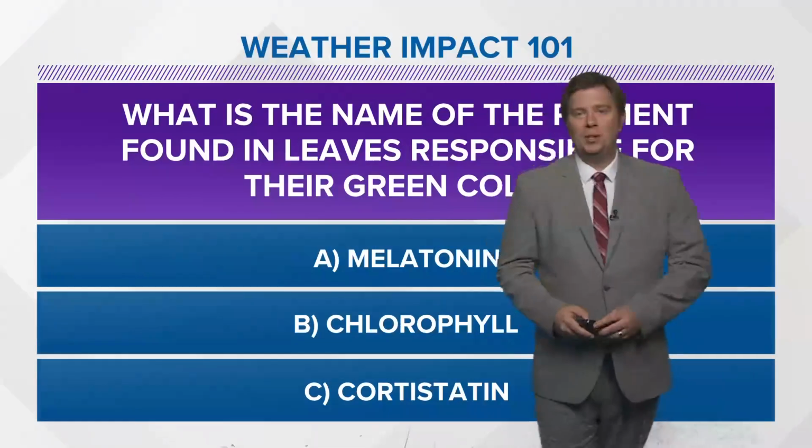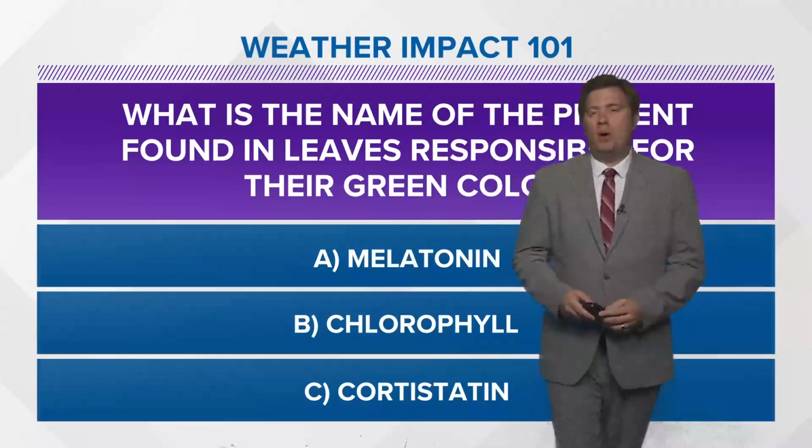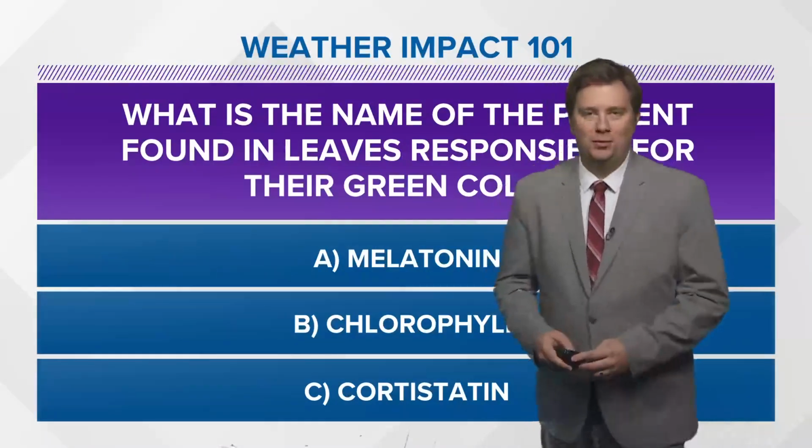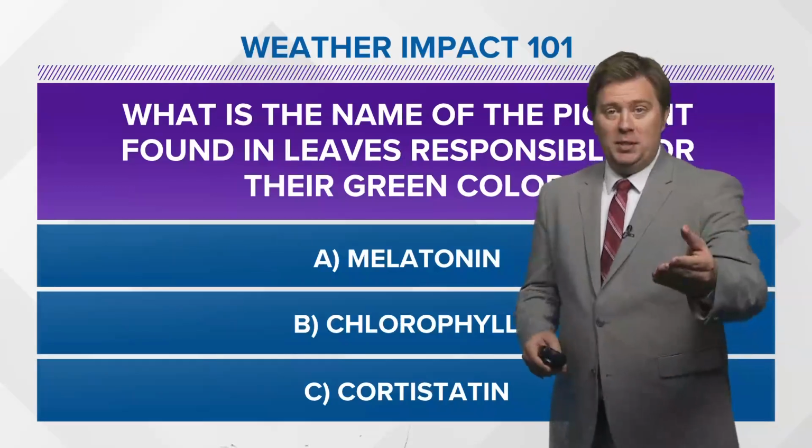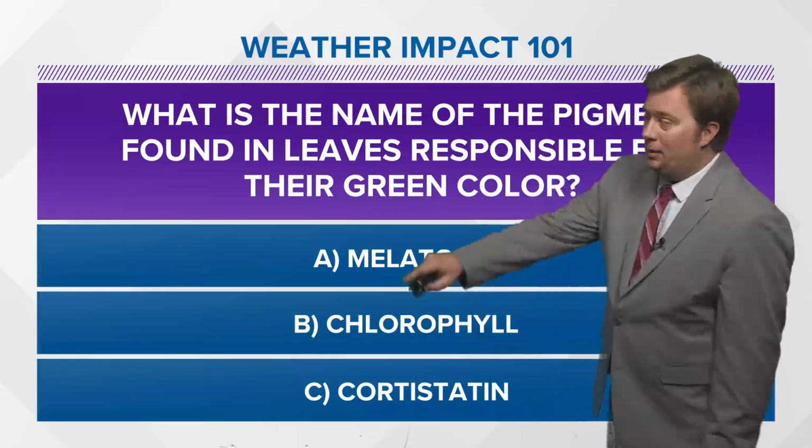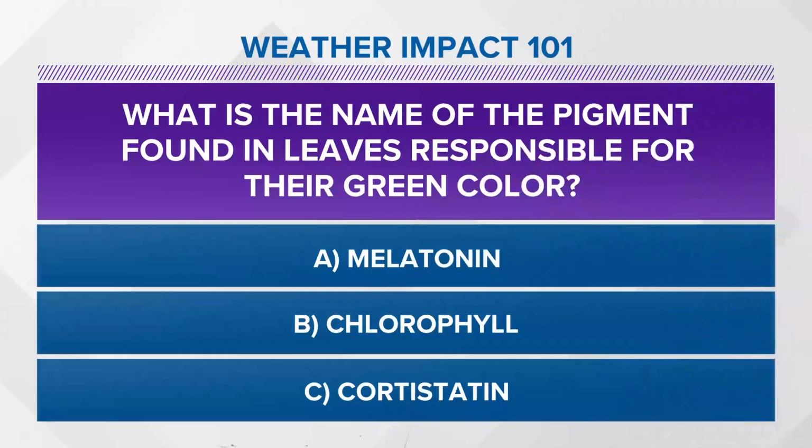Time to take a look at your weather. And of course, it is Wednesday, which means we have a Weather Impact 101 trivia question for you. So for this one, like I said earlier, we're taking you back to 9th grade biology class here. What is the name of the pigment found in leaves responsible for their green color? Is it melatonin, chlorophyll, or is it cortistatin?